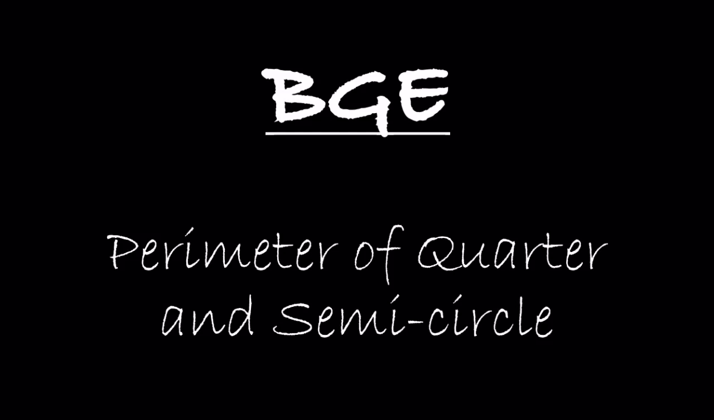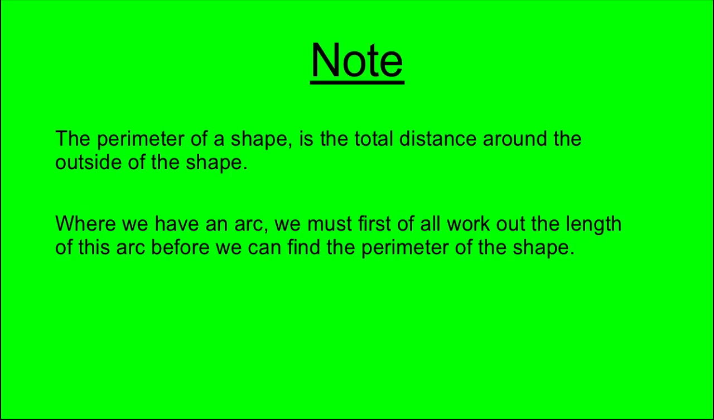This lesson will focus on the perimeter of quarter and semicircles from the broad general education. The perimeter of a shape is the total distance around the outside of the shape. Where we have an arc, we must first of all work out the length of this arc before we can find the perimeter of the shape.